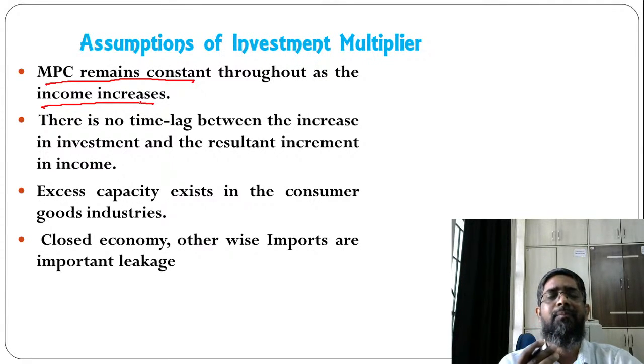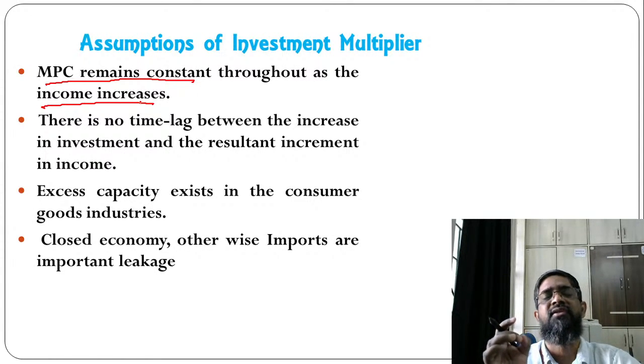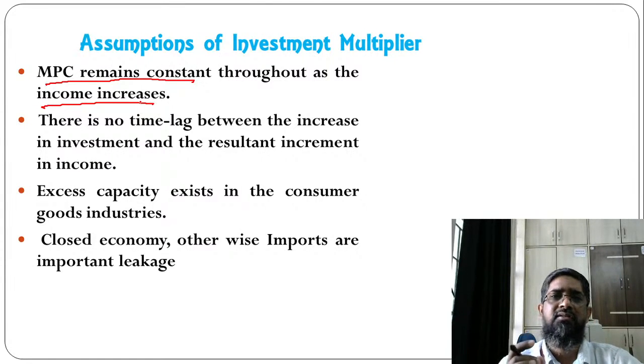More or less it depends on habit of people, and whatever income level is there, people decide to spend a particular portion of their income on consumption. So the MPC can easily be treated as constant, right? Because it depends on institutional and habitual factors, right? So this assumption more or less is valid.